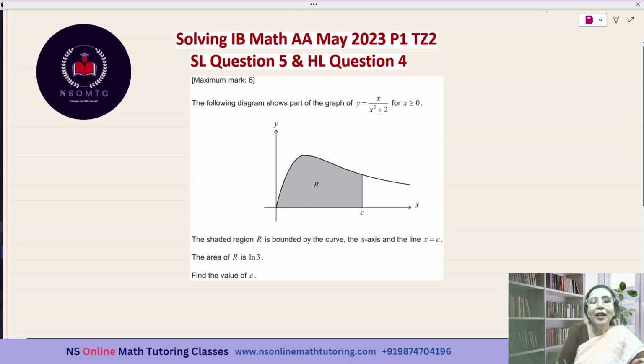Hello students, we are solving the IB Math AHL past paper questions, and currently we are solving the IB Math AHL May 2023 Paper 1 Time Zone 2 past paper. Today we'll be solving question number 4 of this paper. Again, this is a question common to both the SL and HL students. For the SL students, it is question number 5, and for the HL students, it is question number 4.